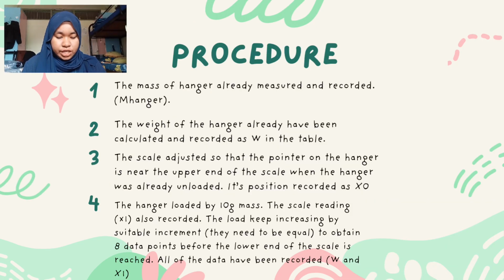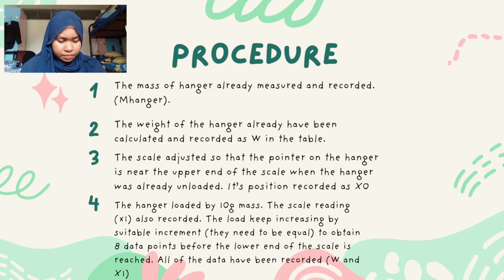So, for the procedure, first of all, the mass of the hanger is measured and recorded. Second, the weight of the hanger is calculated and recorded as W in the table. Third, the scale is adjusted so that the pointer of the hanger is near the upper end of the scale when the hanger is unloaded. Its position is recorded as x0.